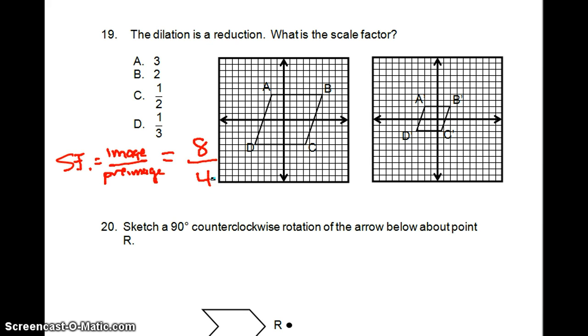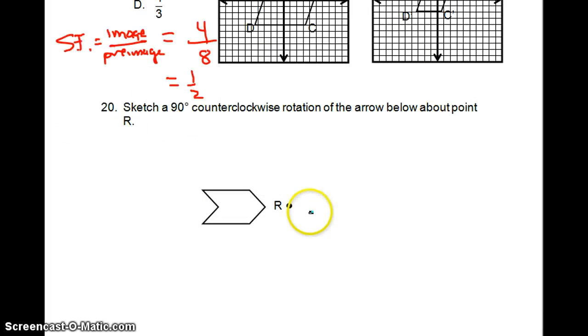Okay, I think we did that backwards. Let's change that. Actually, it goes the other way. Our image is the new one over here, so that's 4 over 8. And if we reduce that, that gives us 1 over 2. Choice would be C. Very important to read the question carefully.